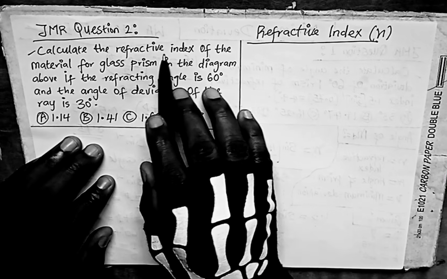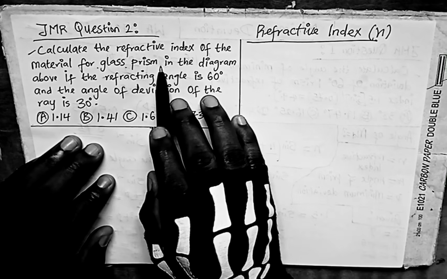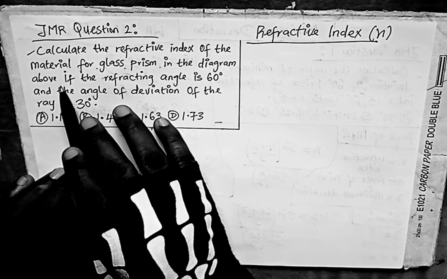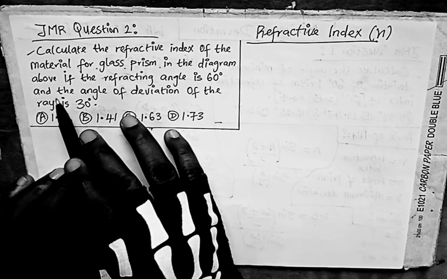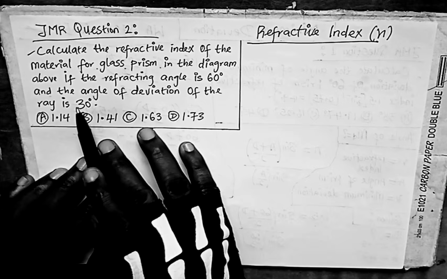The question reads: calculate the refractive index of the material for the glass prism in the diagram above if the refracting angle is 60 degrees and the angle of deviation of the ray is 30 degrees.